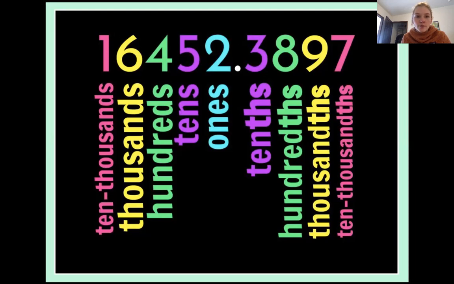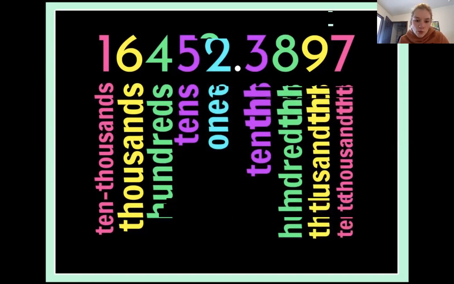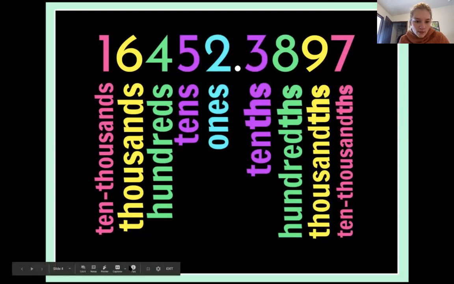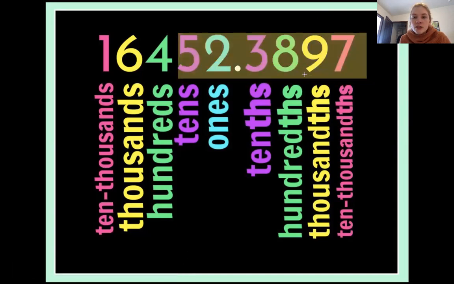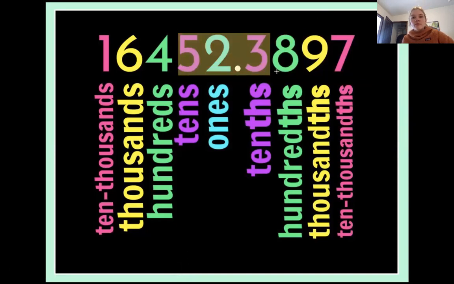Hold on, let me move my little bar here. It's in my way, sorry. All right, so I'm going to highlight now. So if I highlighted 52, there we go, 52.3. I would read this as 52 and our decimal point, we would read that as "and." 52 and 3 tenths. Oh, that's not so bad.